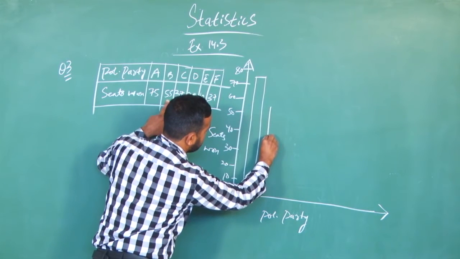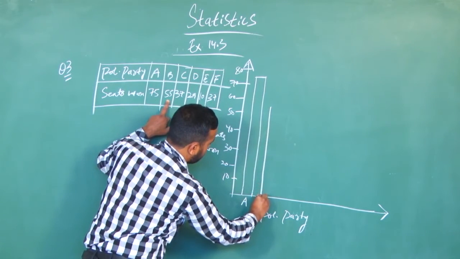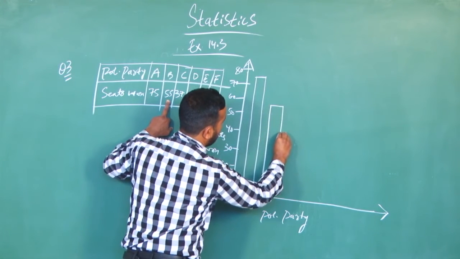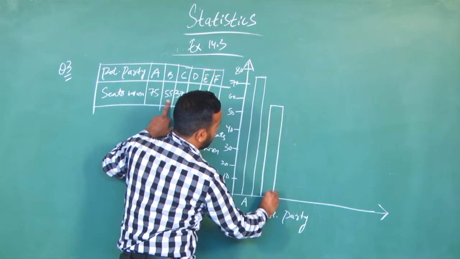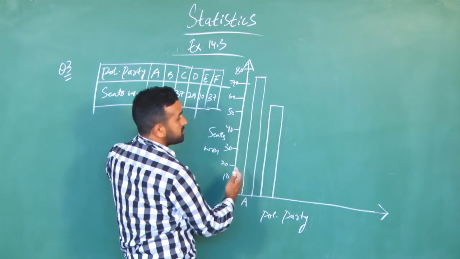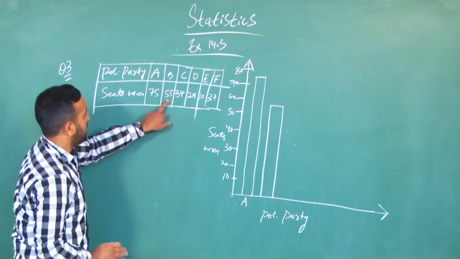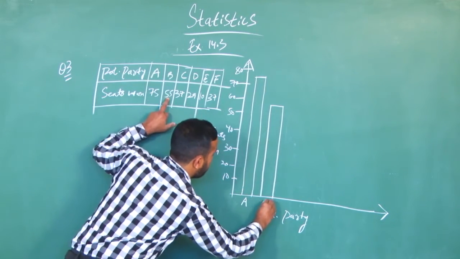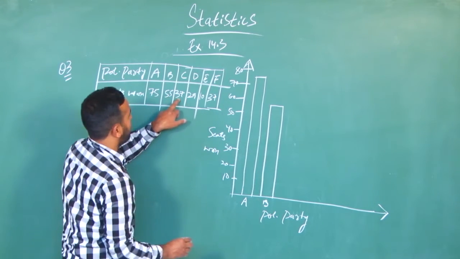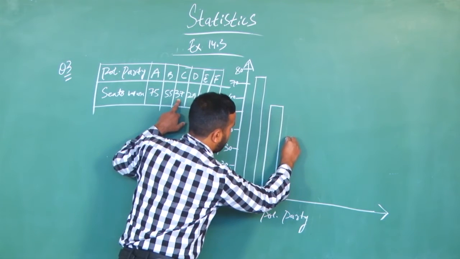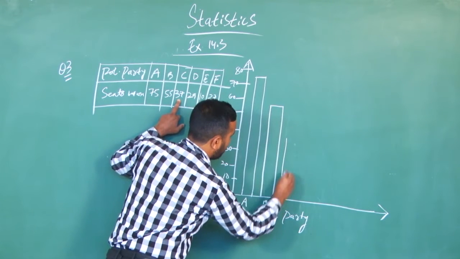And remember this thing, this is not continuous data. Here the data is discontinuous. That is why a common width and gap is maintained in between the bars. Now, this was political party B. Then for C, we have 37. So somewhere here is the political party C.